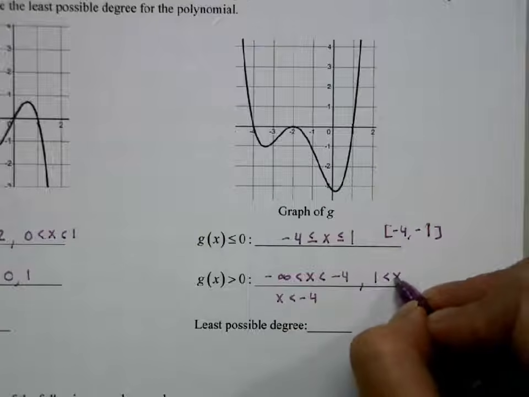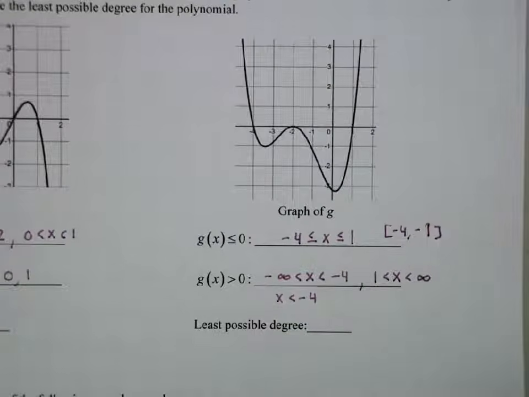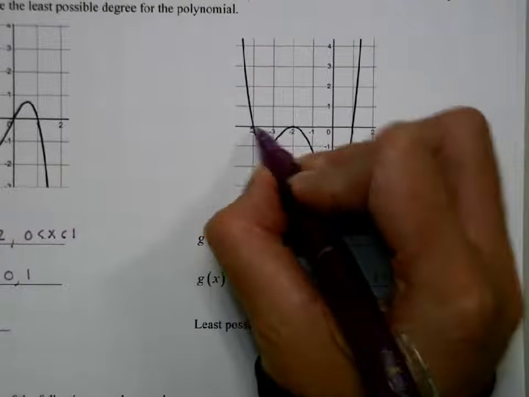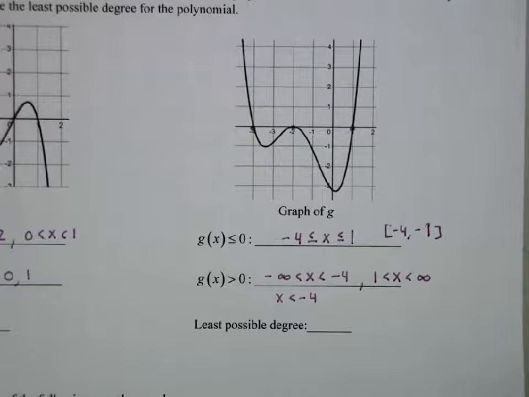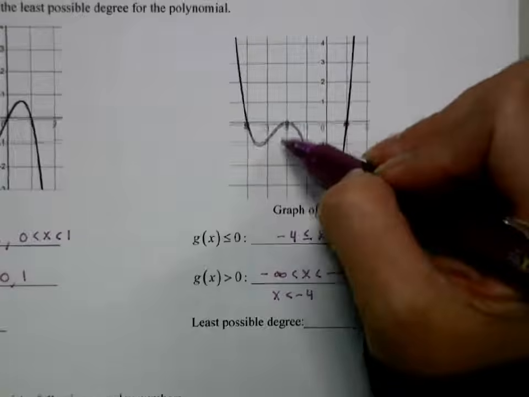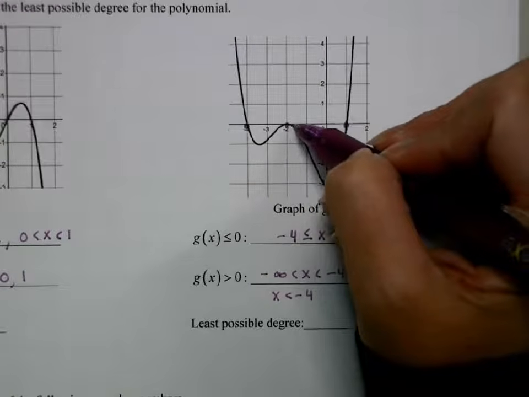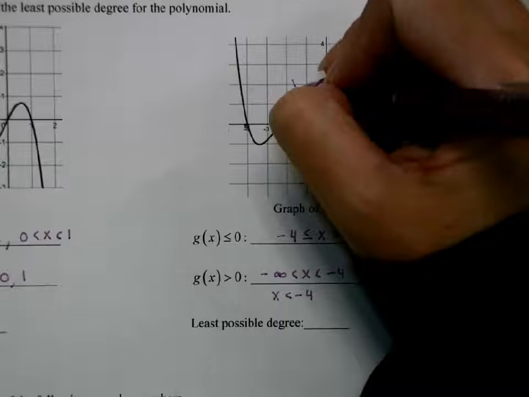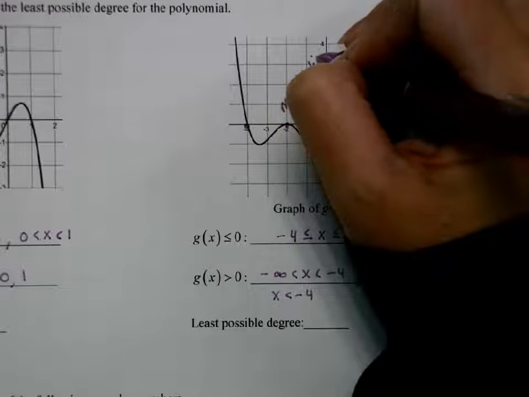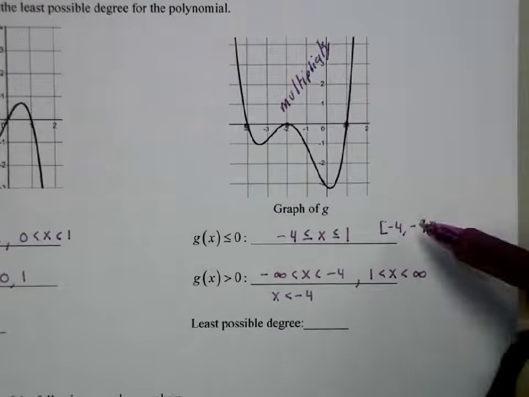For the degree, we're looking at the zeros, and I have 3 zeros. Okay, so you may be tempted to say degree 3. But if the zero just touches the graph and doesn't cross, we call that a multiplicity. Multiplicity means we have multiple roots with the same value.